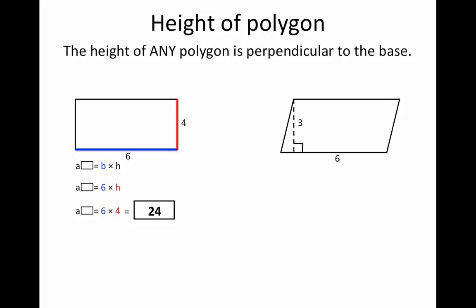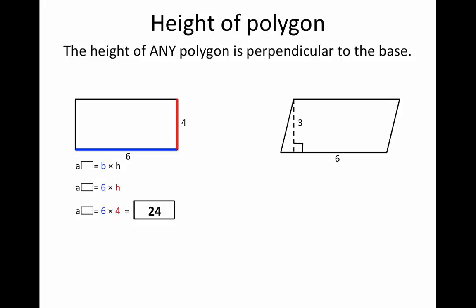Now that works because the definition of a rectangle is that it has 4 right angles. So the angle in between that 4 and 6 was a right angle by definition, and therefore the lines were perpendicular. So that line of 4 was perpendicular to that line of 6 in the base. So I know that 4 is the height.